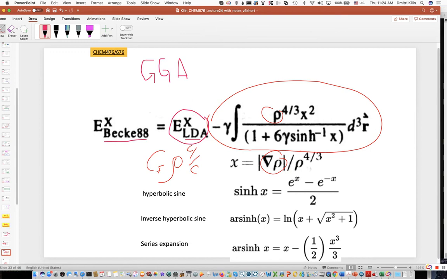X is the dimensionless gradient. So I do not think we will do research on these equations, but the only goal is to avoid fear, so that we do not feel scared if we see equations like that in books or in papers about DFT.